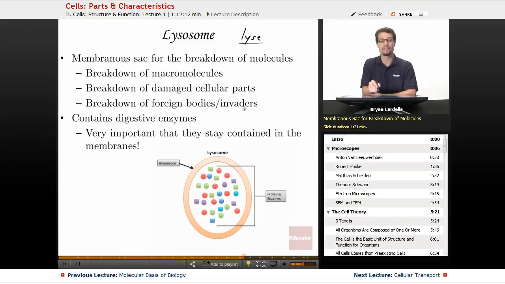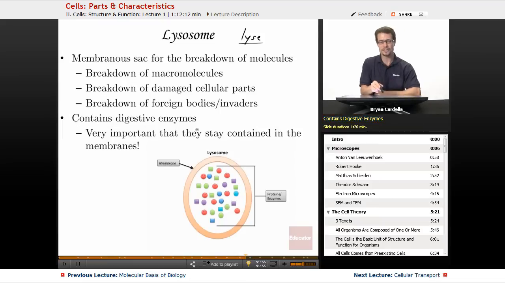Breakdown of foreign bodies and invaders, whether it's a virus, bacteria, or fungal body. If it's entered the cell and has been identified as foreign, that it doesn't belong there, the lysosomes can be stimulated to fuse with it, kind of like eat it up, and the little enzymes inside of it will help break down those molecules. You notice that some of these little enzymes are represented with happy faces. Very, very happy for the cell, but not happy for the virus or bacteria that it's eating up.